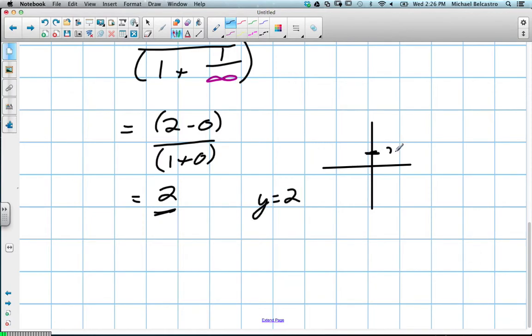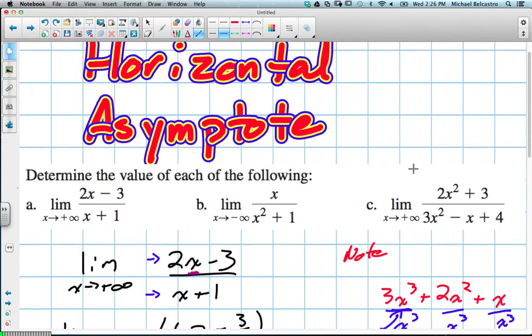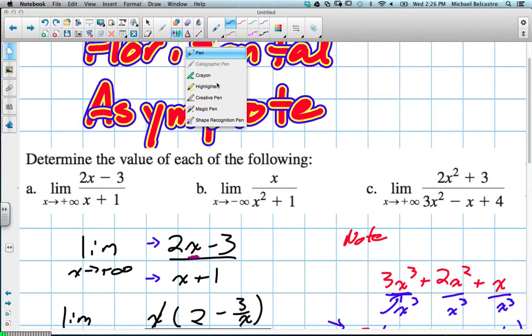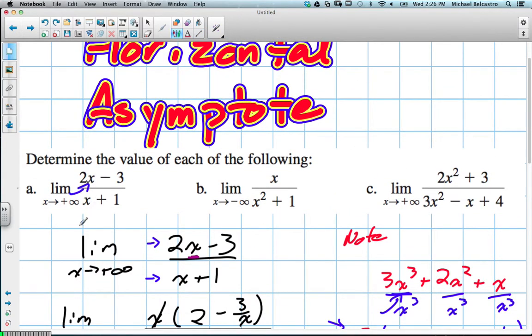So at our y value of 2, we have some horizontal asymptote here. Okay? Now, we could have solved this very quickly. There's a trick. If the highest degree of both the top and bottom variable are the same, just like they are here, we really only have to focus on the coefficients in front of them.